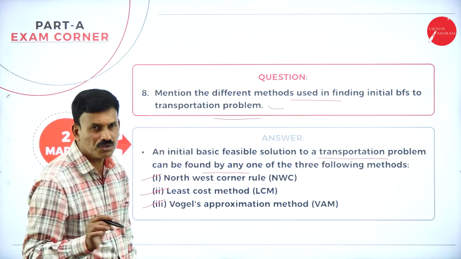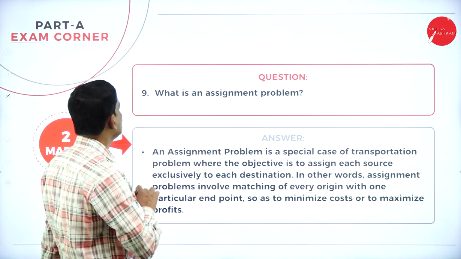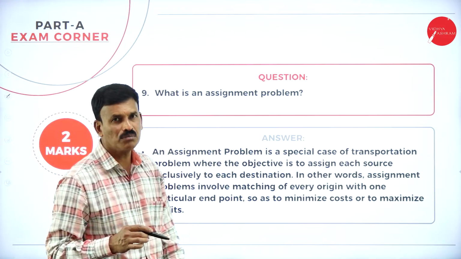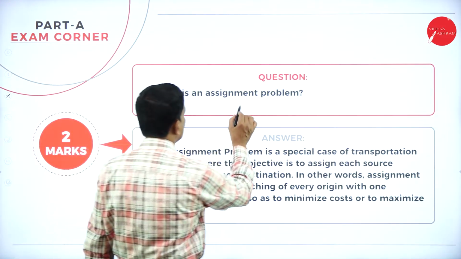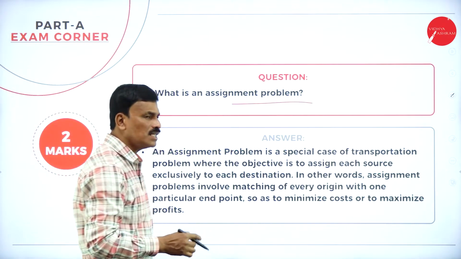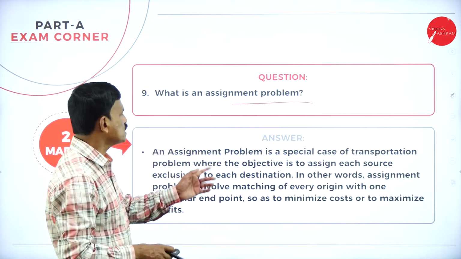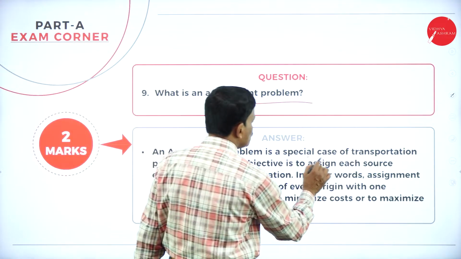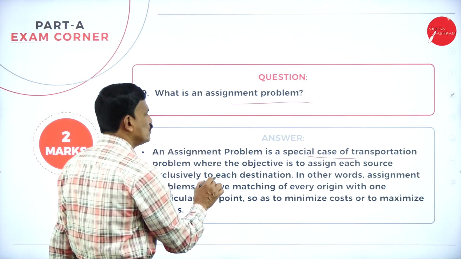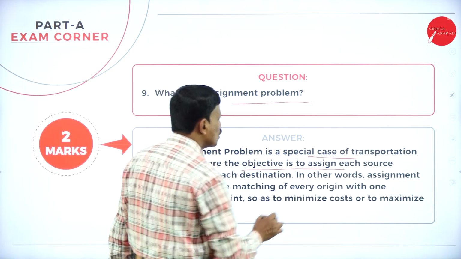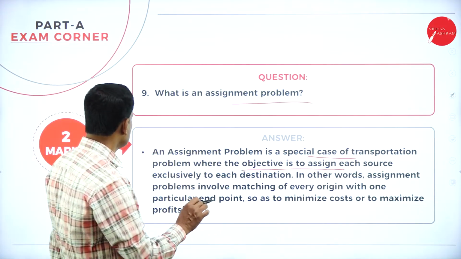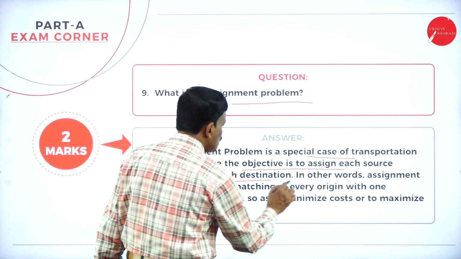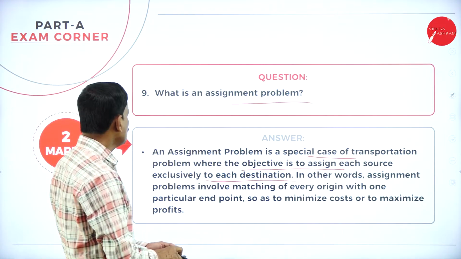Okay, hope you followed. Now let us come to question number 9. What is an assignment problem? This is nothing but a special type of transportation problem. The assignment problem is a special case of transportation problem where the objective is to assign each source exclusively to each destination.